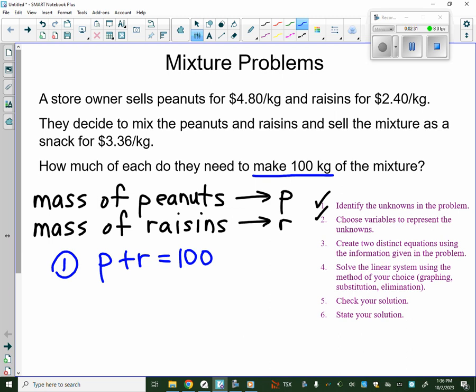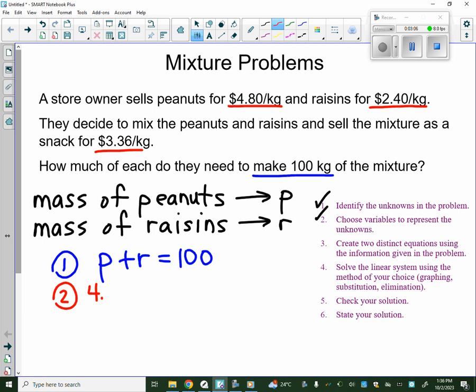We need to make a second and distinctly different equation. This one's going to be much harder to make. So what do we know? We know that peanuts are $4.80 per kilogram, raisins $2.40 per kilogram. The mixture is going to be $3.36 per kilogram. If you're thinking that all of these numbers are going to end up in this equation, along with the variables P and R, as well as an equal sign, you've got all the right thinking. Now, how exactly is it going to look?